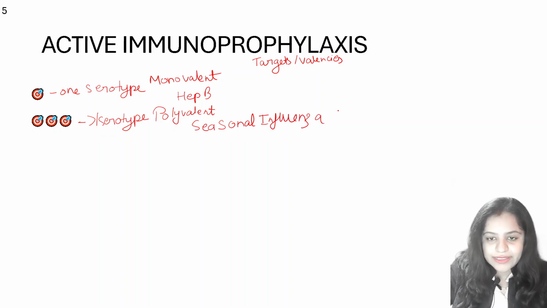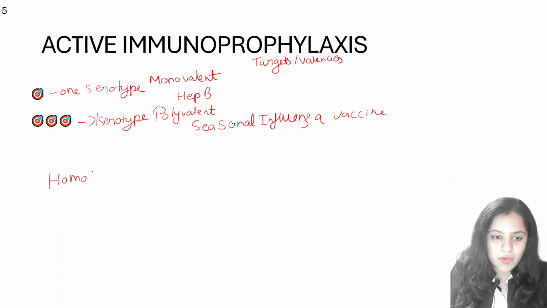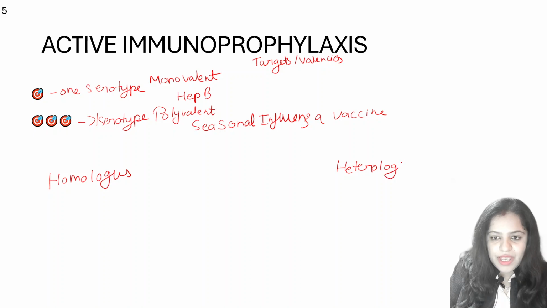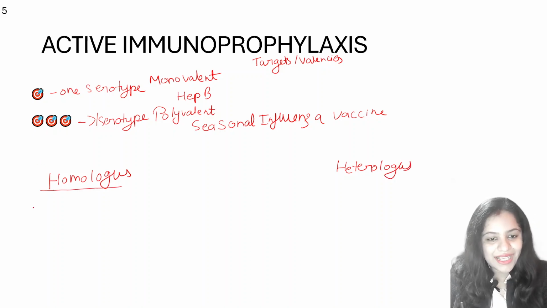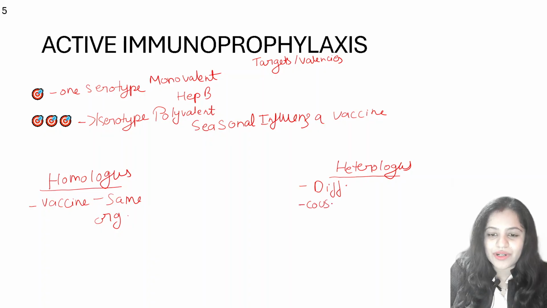Now this was the target or valencies. Let's talk about your vaccine being homologous or heterologous. Okay. Now, homologous means the vaccine contains the same organism. The vaccine is derived from the same organism which it is targeting. Clear? Heterologous means the vaccine is derived from a different organism than the one it is targeting. It is derived more from a cousin organism.